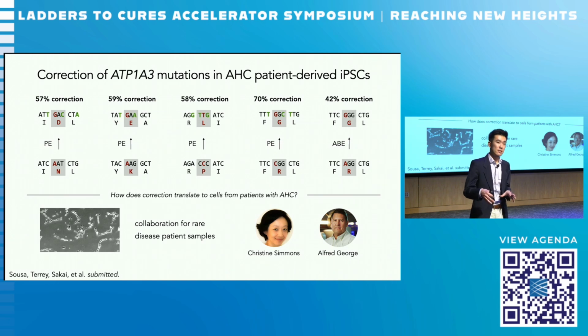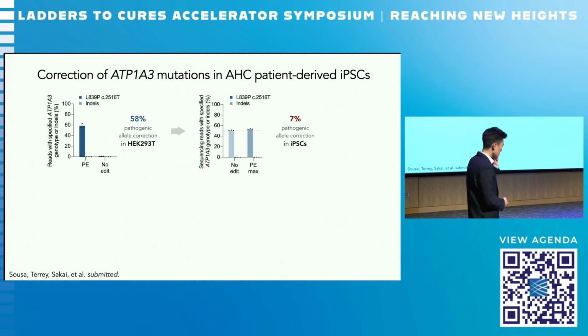To actually translate these conditions into a more disease-relevant cell type, we collaborated with Christine and Al at Northwestern, who had access to patient iPSCs. When we initially tried to translate our optimized correction, for example, for this particular mutation, we only saw 7% correction in iPSCs. And so this is starting from a genetic baseline of 50%. These patients are heterozygous. And so we're trying to make this bar go to 100.